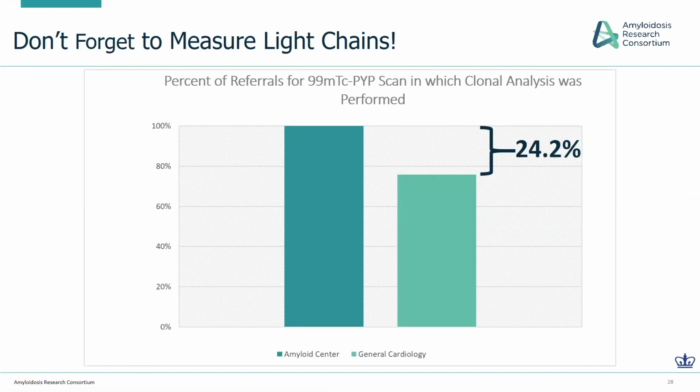Unfortunately, we've collected some data to suggest this is not being done, hence one of the bases for the webinar today. In the Amyloid Center at Columbia, everyone gets an assessment of monoclonal proteins, but when clinicians are leveraging PYP scanning, we reported this a few years ago, almost a quarter did not obtain assessments of monoclonal proteins, and so the scans really cannot be adequately interpreted.